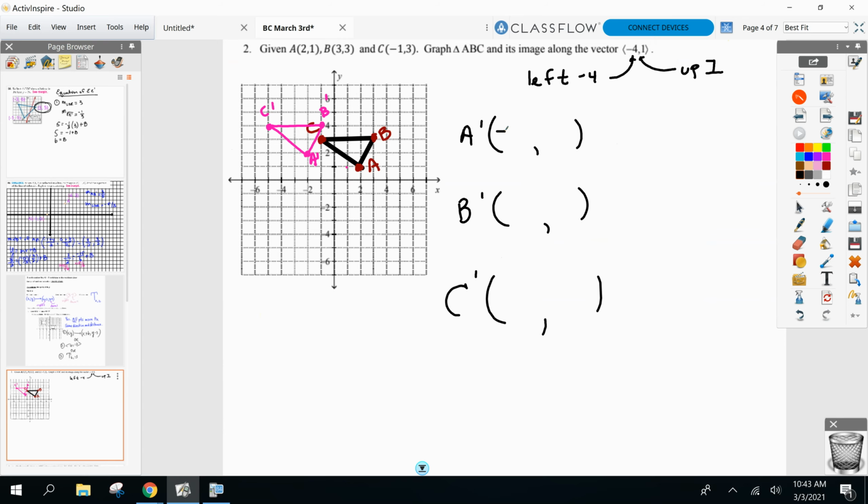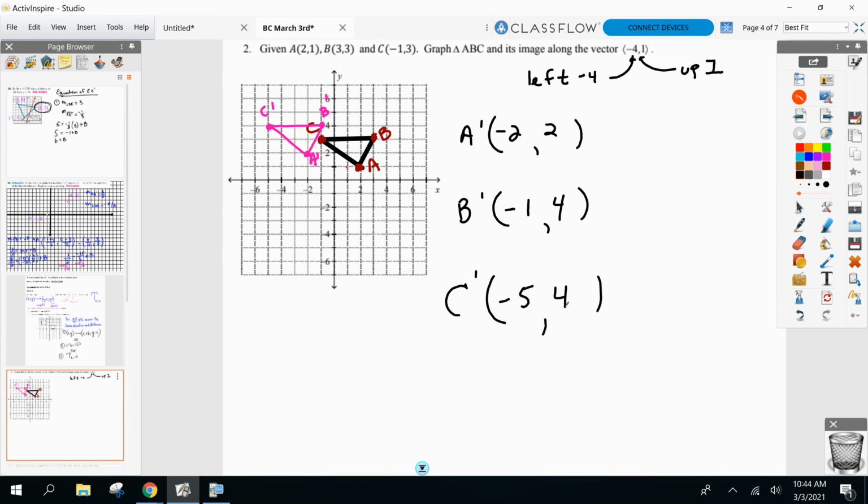A prime is (-2, 2). Yep. How about B prime? B prime is (-1, 4). Yep, and finish this off. C prime. C prime is (-5, 4). Good job, Aiden. Thank you.